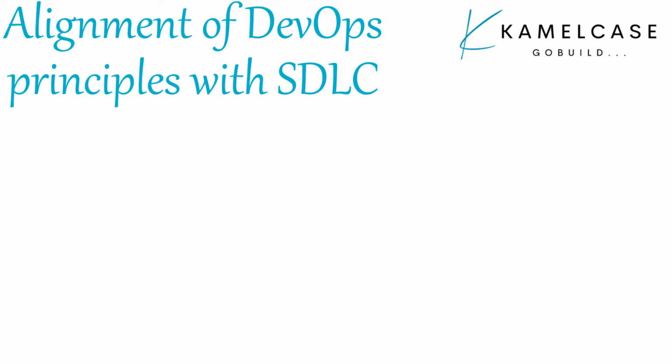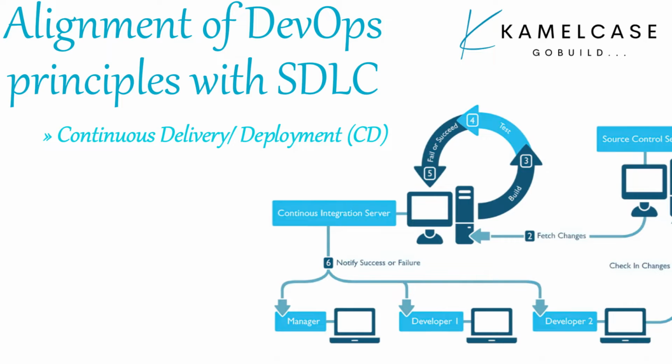Now, let's move on to the next principle of DevOps, continuous delivery or continuous deployment, and see how this principle aligns with the SDLC process. CD ensures that code is consistently and automatically deployed, aligning with the SDLC's testing and deployment phases. Let's understand this with an example. After successful testing in the SDLC's testing phase, CD pipelines can automatically deploy the code to staging environments for further testing, or to production if approved, streamlining the deployment phase.